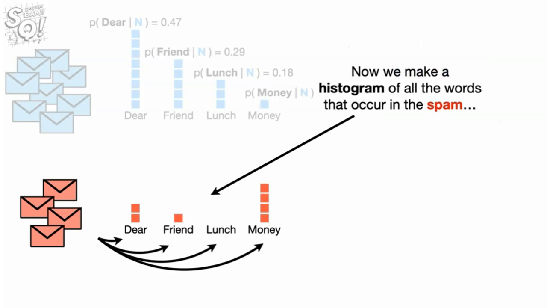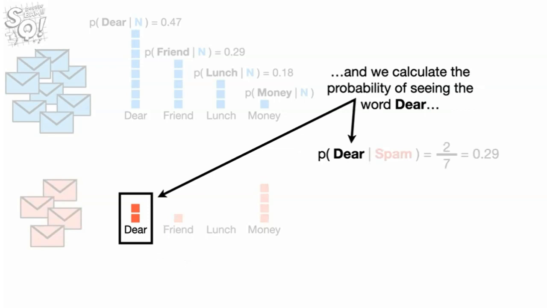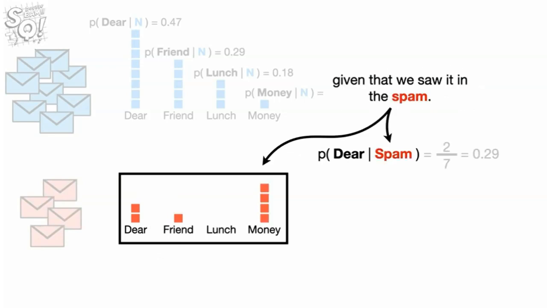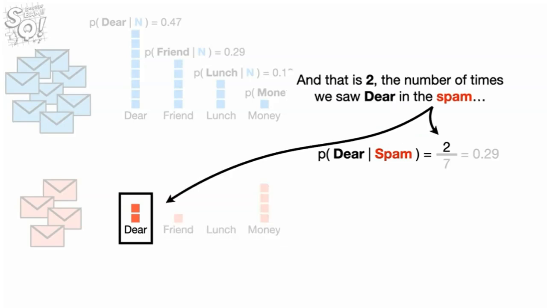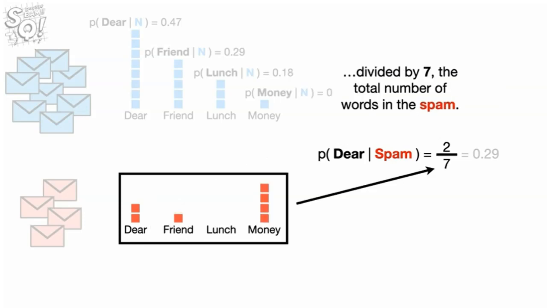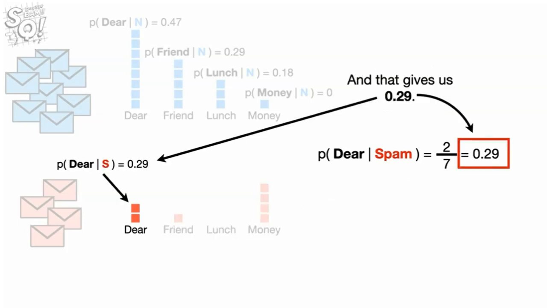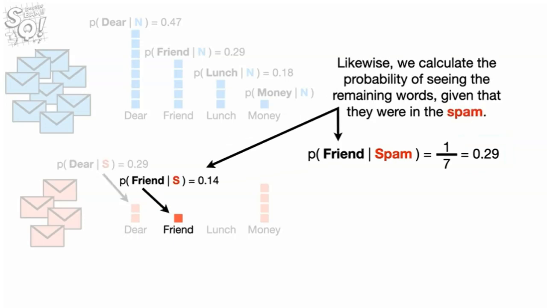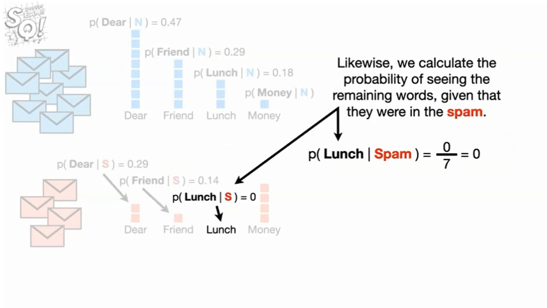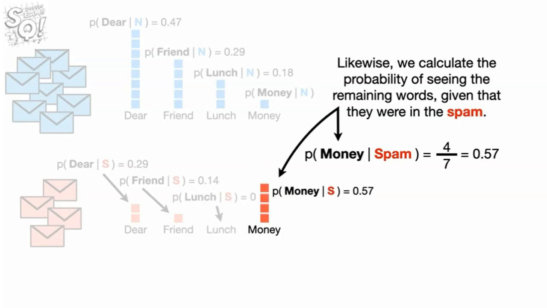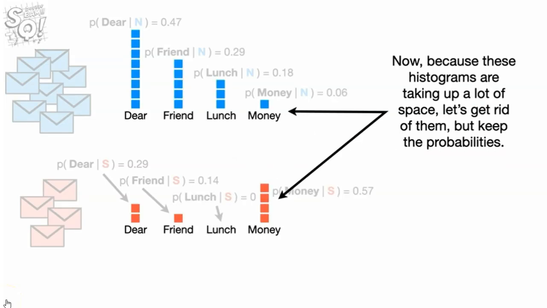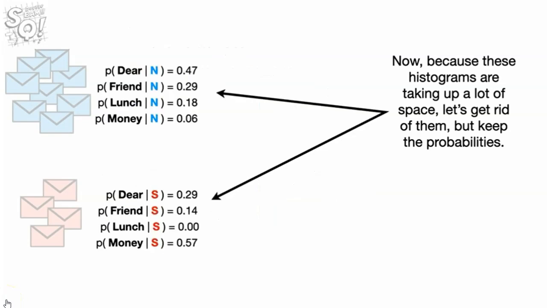Now we make a histogram of all the words that occur in the spam and calculate the probability of seeing the word dear, given that we saw it in the spam. And that is 2, the number of times we saw dear in the spam, divided by 7, the total number of words in the spam. And that gives us 0.29. Likewise, we calculate the probability of seeing the remaining words given that they were in the spam. Now, because these histograms are taking up a lot of space, let's get rid of them, but keep the probabilities.